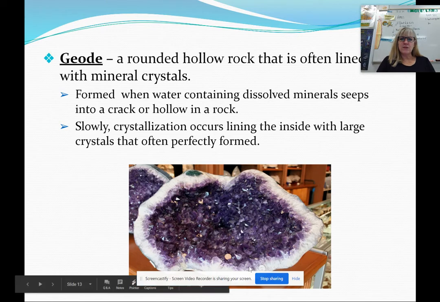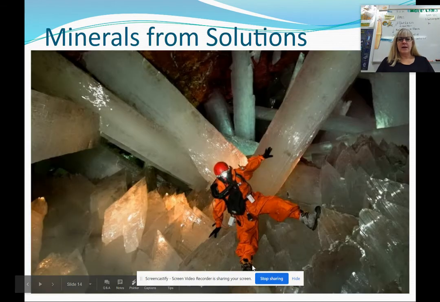So there are all these crystals lining the edge of this material. You can see that's all quartz there too, so the quartz is growing out of this material. Now, this is an awesome picture, isn't it? This is minerals from solution, showing what can happen in extreme conditions.